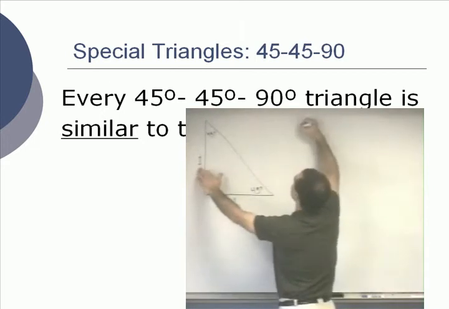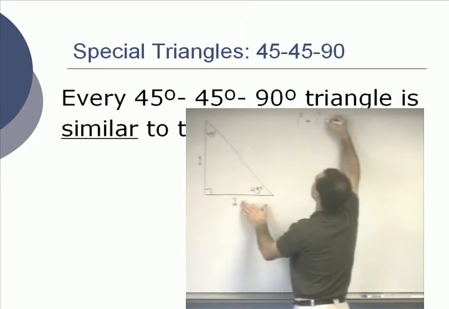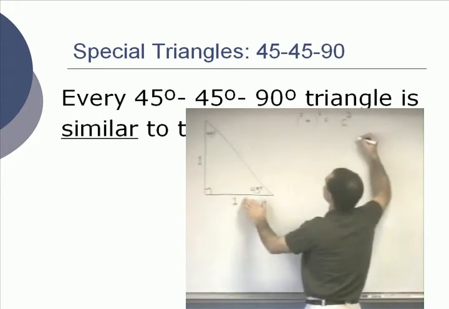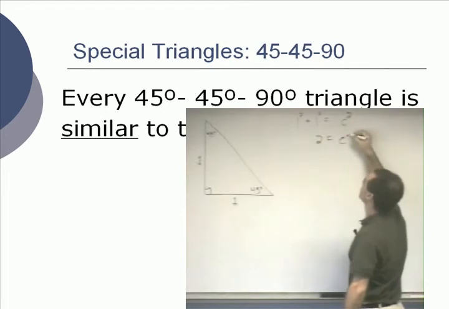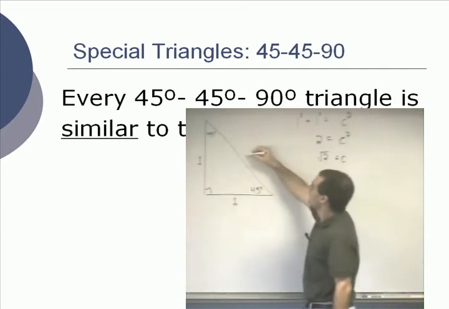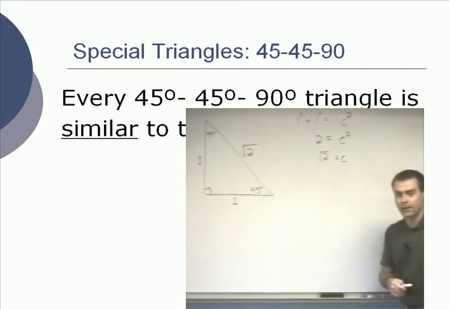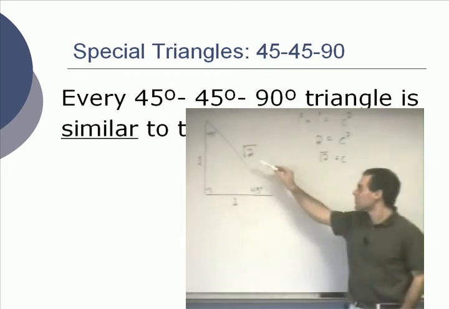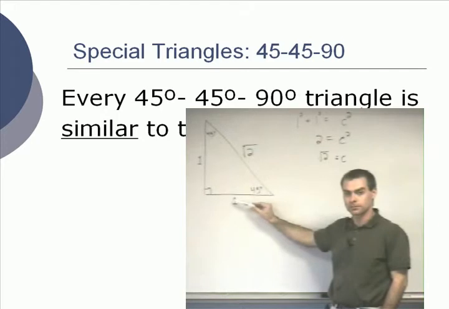A squared, which is 1 squared, plus b squared, which is 1 squared, has to equal c squared. So 1 squared plus 1 squared is 2. And c has got to be the square root of 2. That means that in any 45-45-90 triangle, the hypotenuse is always the square root of 2 times whatever the length of the leg is.